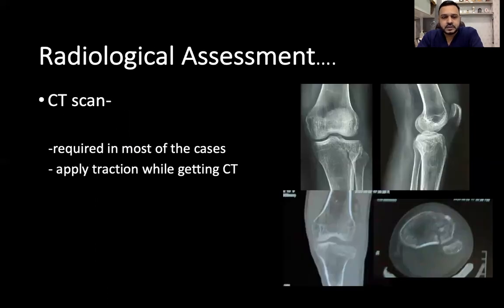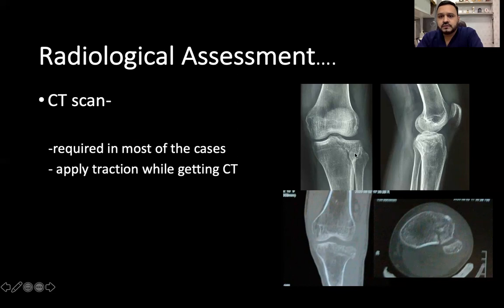CT scan is the most commonly done investigation in proximal tibia fracture. It has revolutionized the management of tibial fractures. It has helped us to understand proximal tibia fractures in a better and better manner. Whenever you are planning to get a CT scan in a comminuted fracture, or a bicondylar fracture, you should always put some kind of traction and then get the CT scan done.